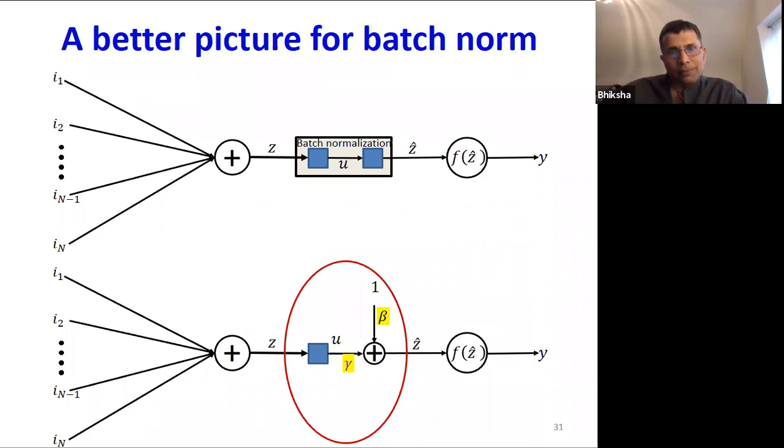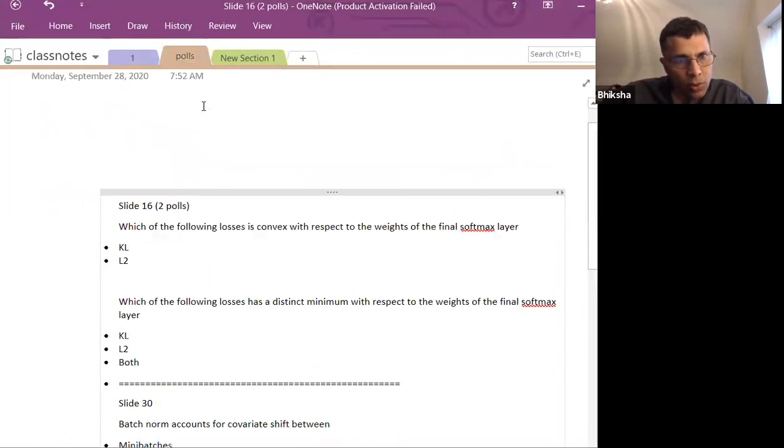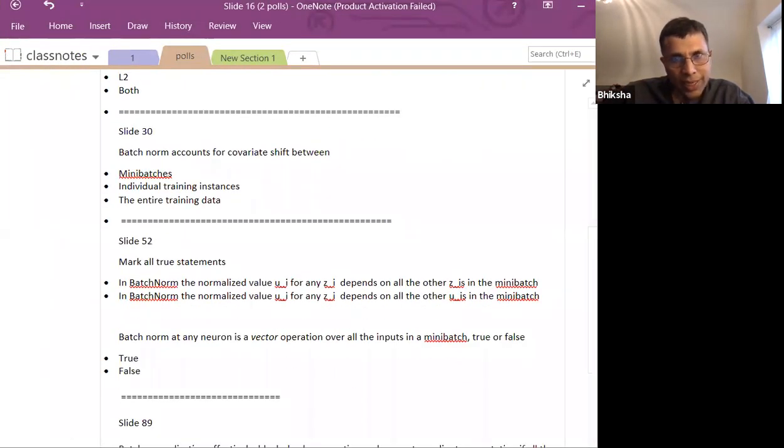Now, there's another poll. This is poll number 2 on slide 30 for those of you who can't see it. This is a simple question. Let's stop in 10 seconds.